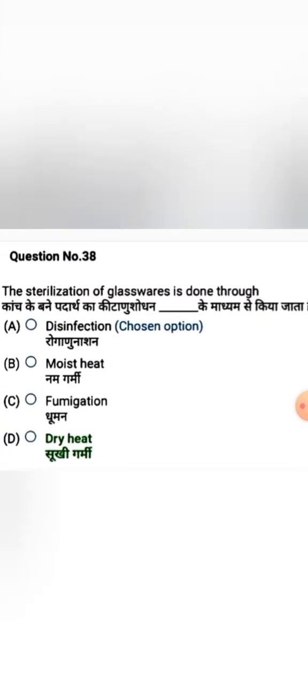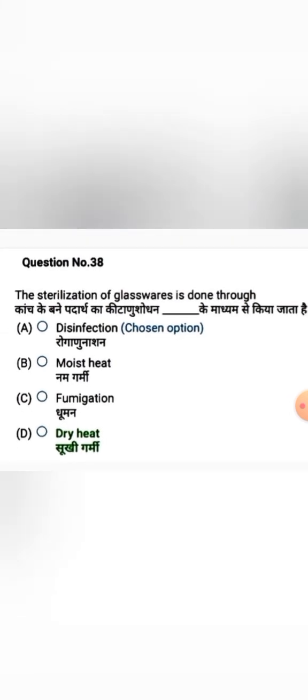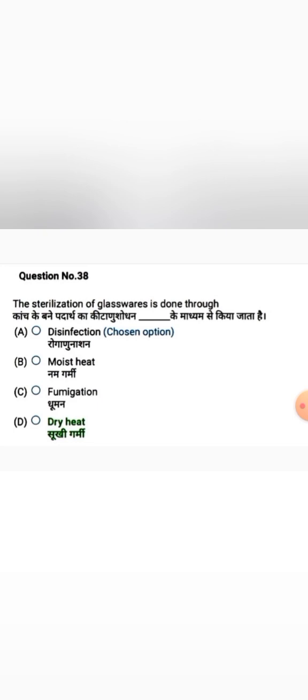Next question. Sterilization of glassware is done through. Options. Option A, disinfection. Option B, moist heat. Option C, fumigation. Option D, dry heat. Which method is used for the sterilization of glassware? Glassware is sterilized by using dry heat. Option D is the correct answer.